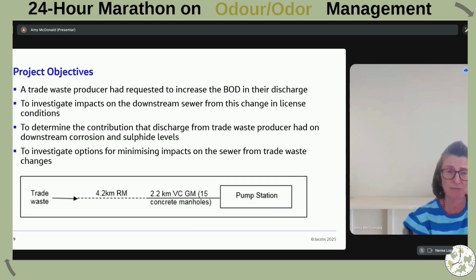So the trade waste was discharged into a 4.2 kilometre rising main, which then flowed into a 2.2 kilometre vitreous clay gravity main, and then that discharged into a pump station. So the section of interest was the vitreous clay section, although it doesn't corrode itself. There were 15 concrete manholes along that section which were susceptible to corrosion.